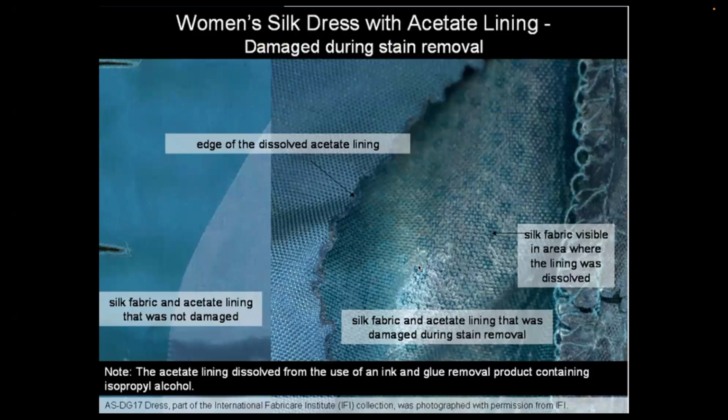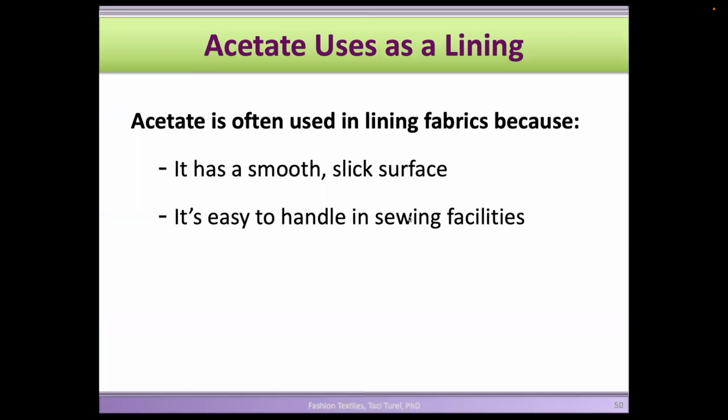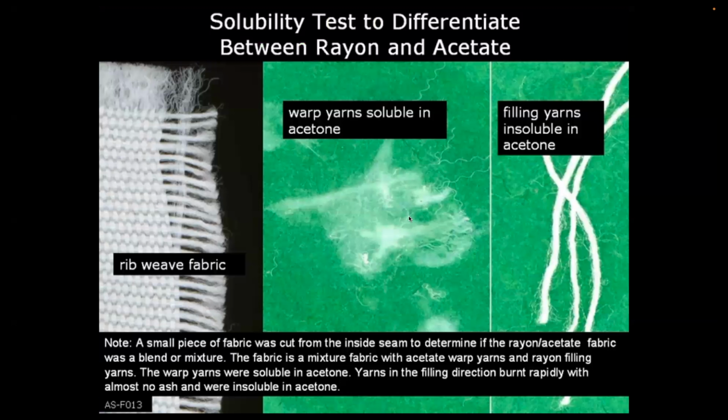This is an acetate lining inside a skirt. They are used a lot in linings because they have this lustrous look and they are perfect for linings. But this one is damaged because it had some stains on it, and that damaged the fabric. So they're easily damaged by certain stains. But we use them in linings because they are smooth, they have a slick surface, and they have a good drape.